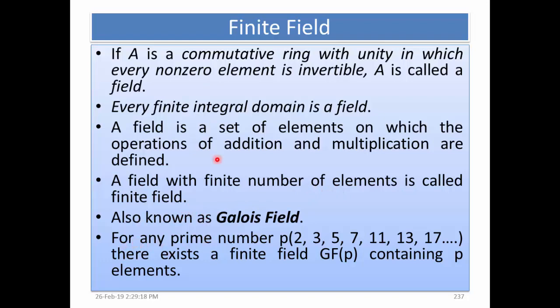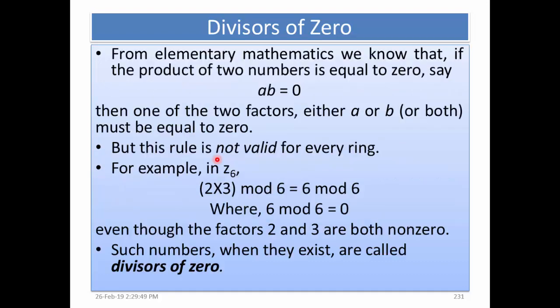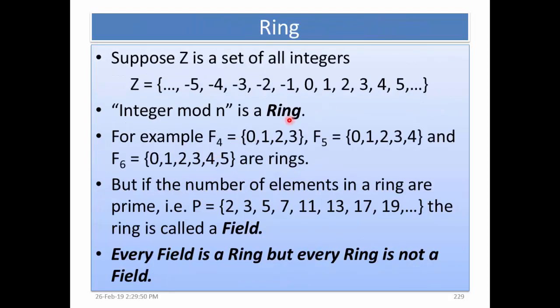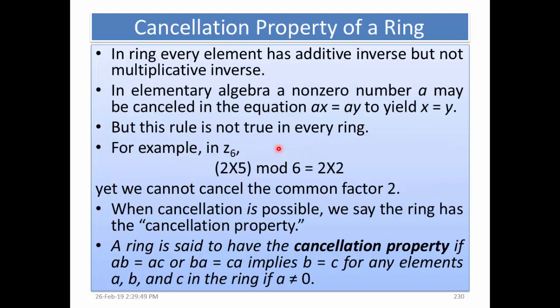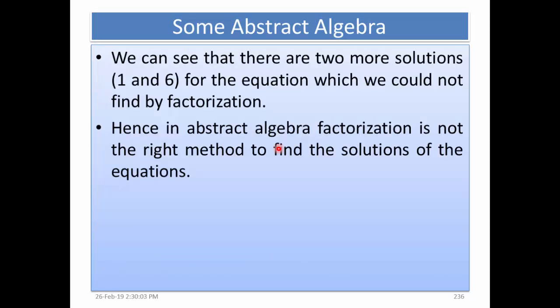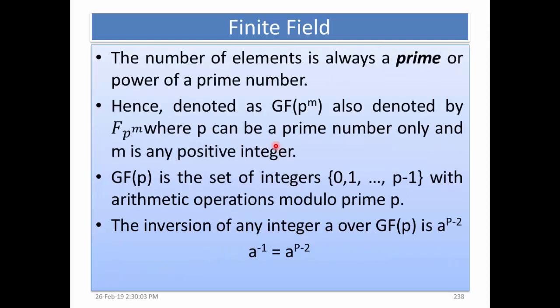So as we have seen before, any ring can be called a field only if the number of elements in that ring is prime. The number of elements is always a prime or a power of a prime number, hence denoted by GF(p^m), where this p must be a prime number and this m can be any positive integer. And GF(p) is the set of integers from 0, 1 to p minus 1 with arithmetic operations modulo prime p.